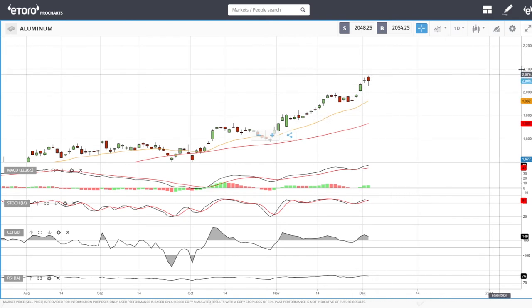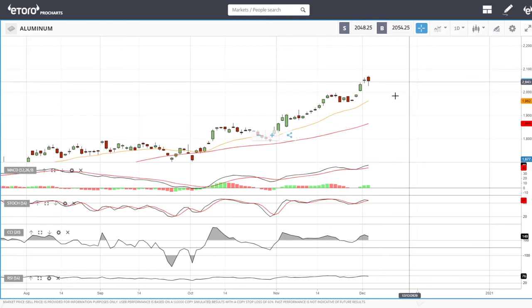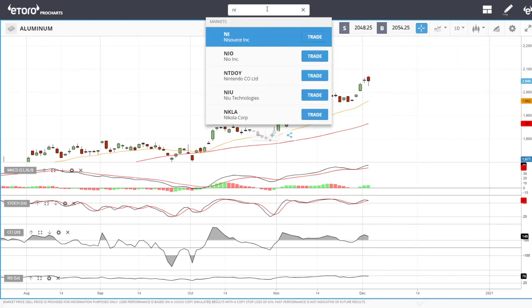So the next target, of course, will be 2.1, but I don't think we're going to see 2.1 at this stage. We'll probably see this market turn around tomorrow or Friday, and then next week we'll be able to enter this market to target this area. So let's look at nickel.